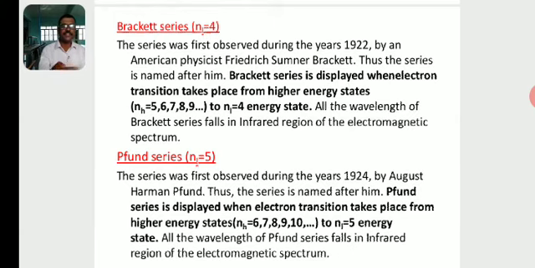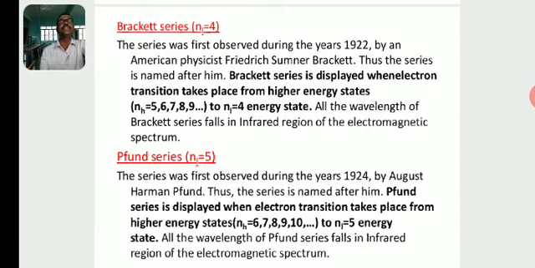The photons which are emitted during the transition of electrons from higher energy state to fourth energy state correspond to the wavelengths of the infrared region of the electromagnetic spectrum. So, Brackett series.